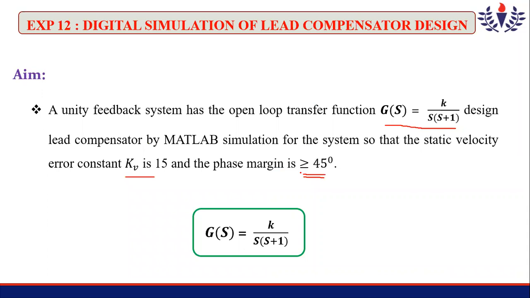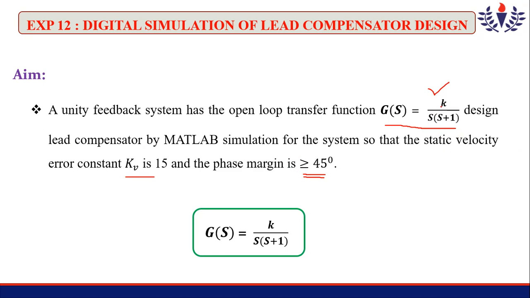First we need to cross check what the actual phase margin is for this open loop system. We need to check the actual value of the phase margin, and then we'll see how to get the desired phase margin of 45 degrees by introducing this lead compensator. How to find the poles and zeros, we will see. First we need to cross check the open loop system.